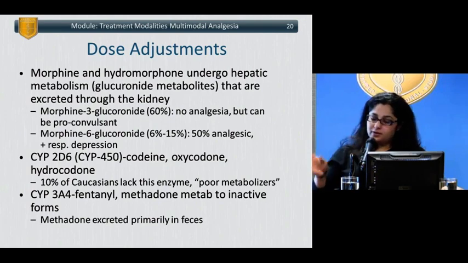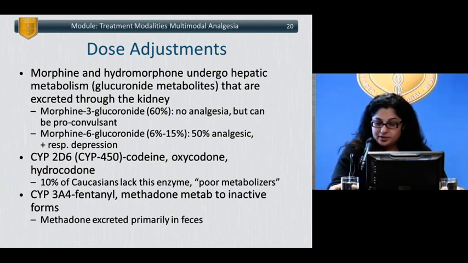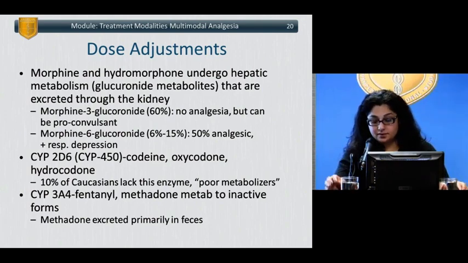An important thing to know about the opioid that you're administering to your patient is how it works. Patients will respond to different types of opioids, number one, because of the organ dysfunction that may occur and the pharmacology related to that opioid, as well as genetic predispositions. I'll give you some examples here.